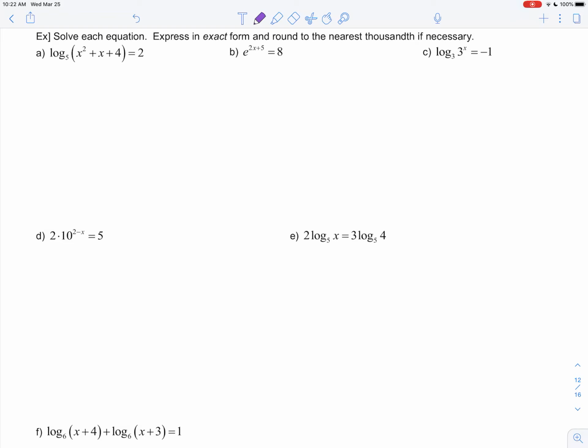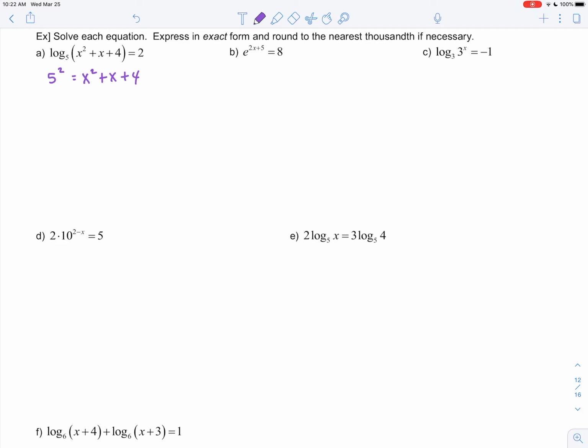All right, let's go over some of these equations from section 6.6. So the strategy depends on what you're looking at. In part A, I'm seeing a single log, so I can go ahead and convert that to exponential form. The base is 5, the exponent is 2, and it equals x squared plus x plus 4.